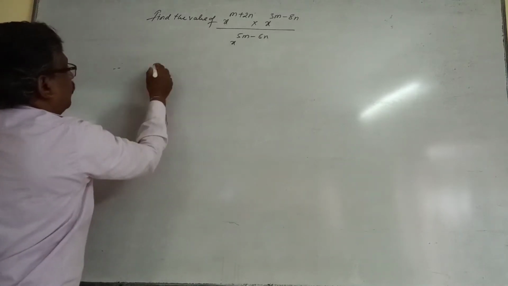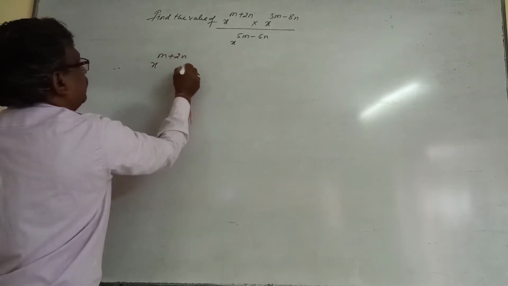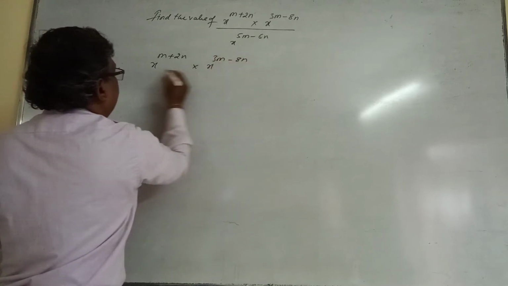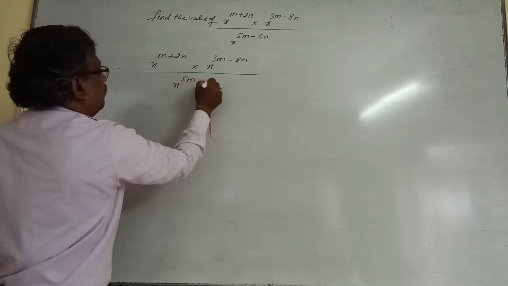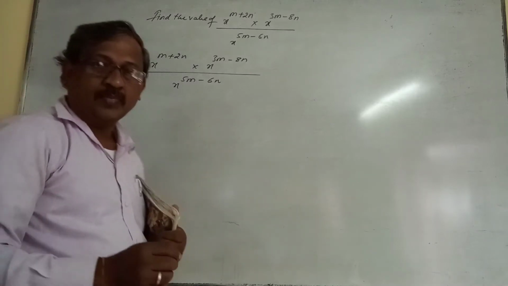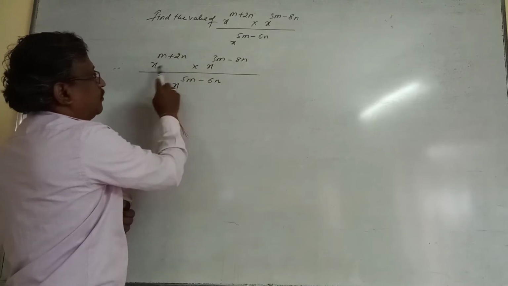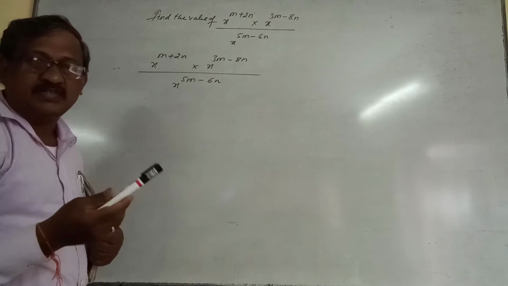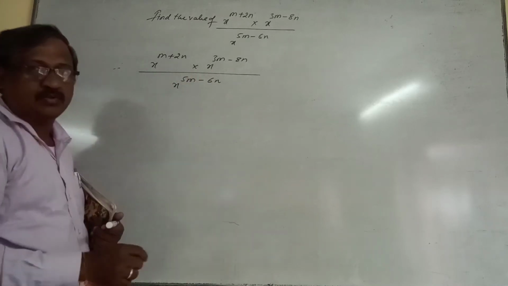So I will rewrite the problem once again. It is x raised to n plus 2n into x raised to 3n minus 8n divided by x raised to 5m minus 6n. Now again, as I told, to solve the index our base should be same. So what is my base here? X. Everywhere my base is same, at numerator place also and at denominator place also, right?